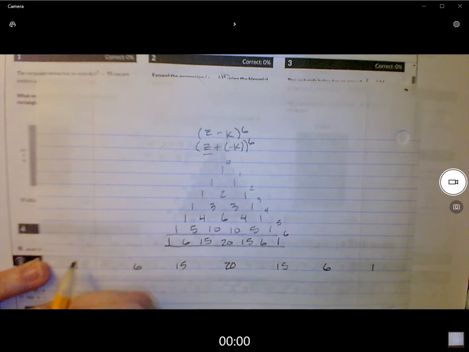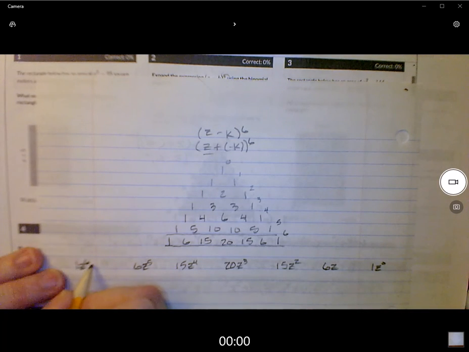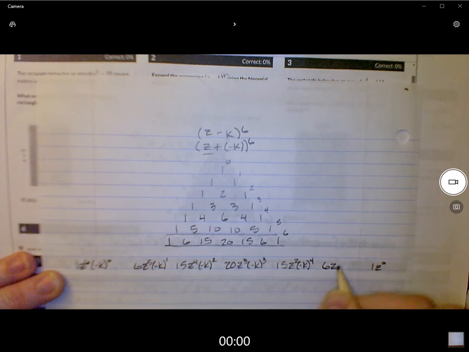My first term is the z, so I'm going to say z to the 6th, z to the 5th, z to the 4th, z to the 3rd, z squared, z, and z to the 0. And then my next term is negative k, so it'll be negative k to the 0, negative k to the 1, negative k squared, negative k to the 3rd, negative k to the 4th, negative k to the 5th, and negative k to the 6th, and then plus signs between all.